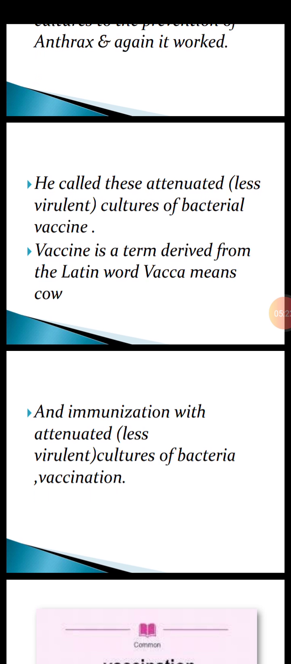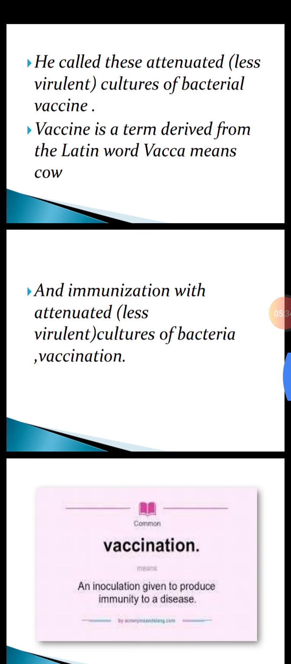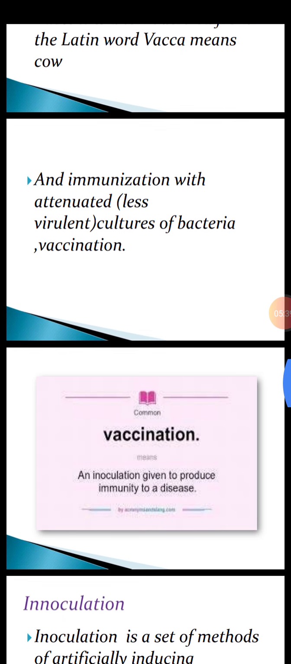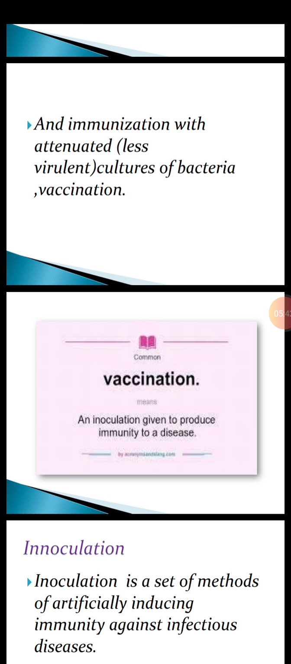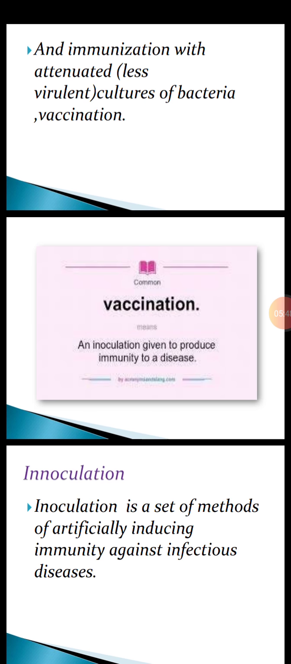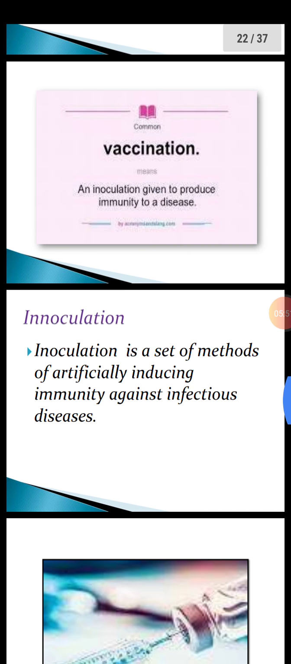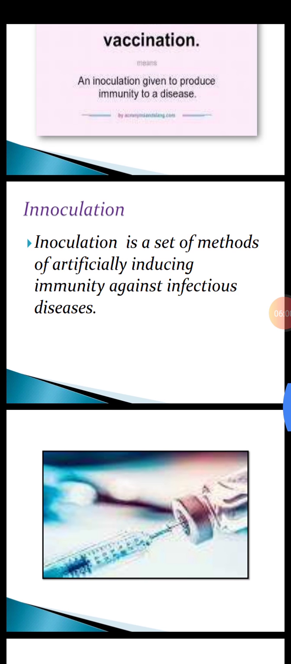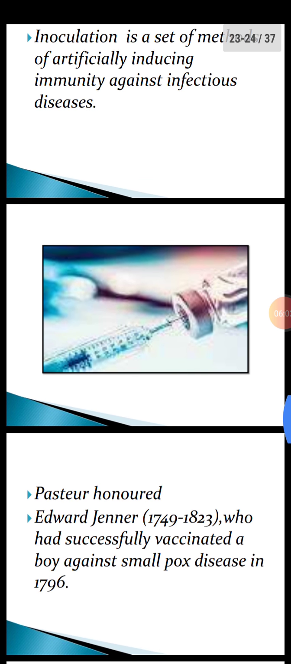And he called these attenuated, less virulent cultures of bacteria vaccines. Vaccine is a term which is derived from a Latin word vacca, which means cow. Immunization with attenuated, less virulent cultures of bacteria, the process is known as vaccination. Now, what is vaccination? An inoculation given to produce immunity to a disease. Inoculation is a set of methods of artificially inducing immunity in a body against infectious diseases. Like injections are used.